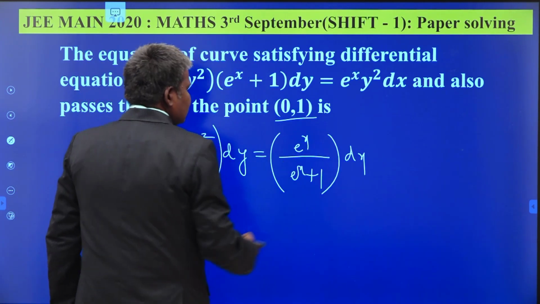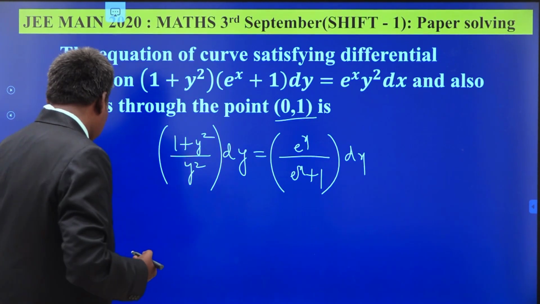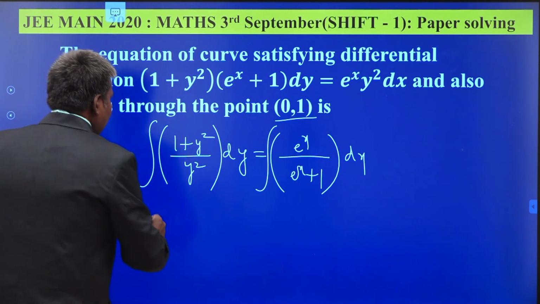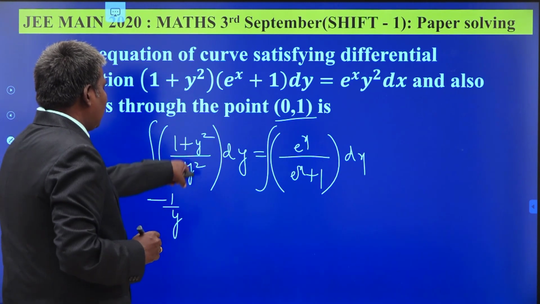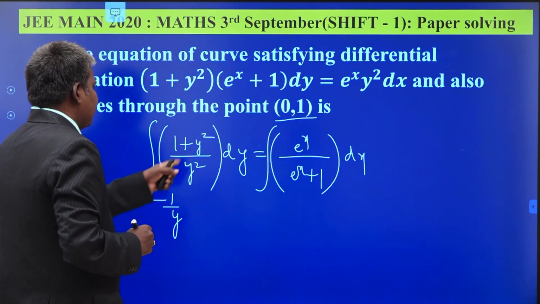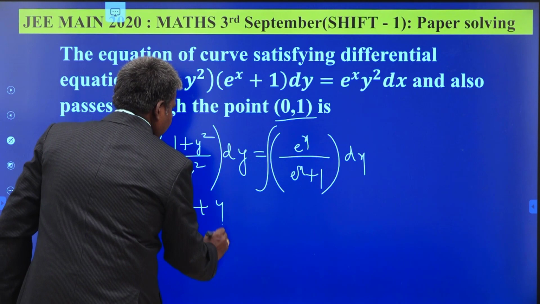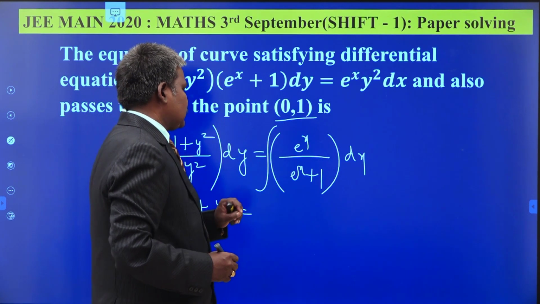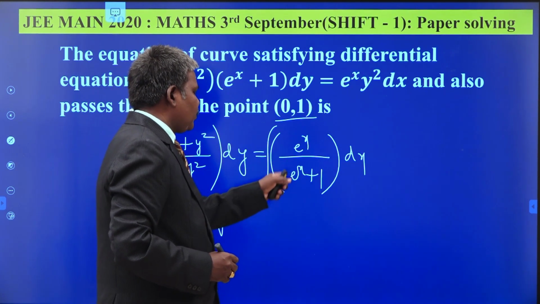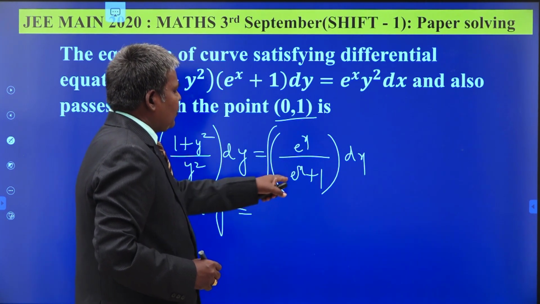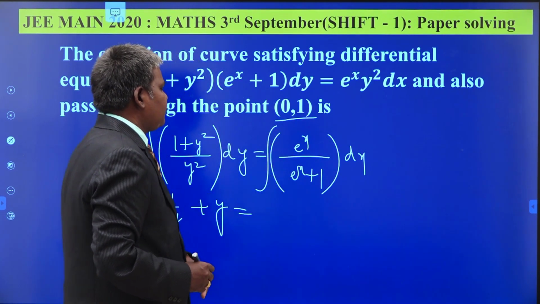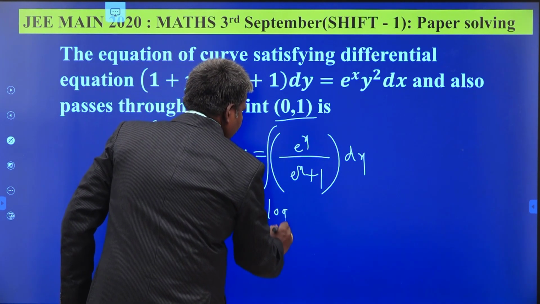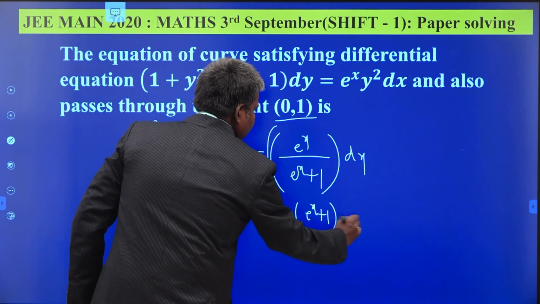So are the variables separated or not? Yes, the variables are separated. Now taking integration on both sides. What is the integration of 1 by y square plus 1? The 1 gets cancelled. Integration of 1 dy is y, plus 1 by y, is equal to... what is the derivative of e power x plus 1? It is e power x. The derivative of 1 is 0, and the derivative of e power x is e power x. So e power x by e power x plus 1 is of the form f dash x by f of x, then its integration is log of f of x. Log mod e power x plus 1 plus c, you have to write.